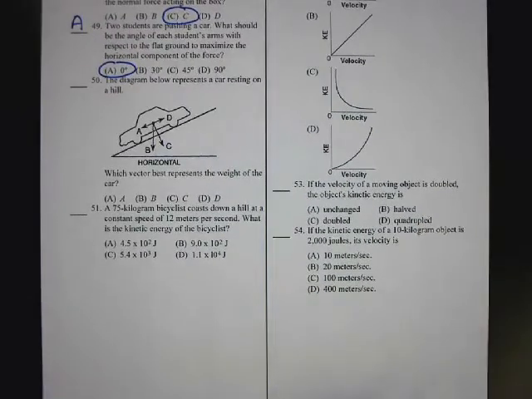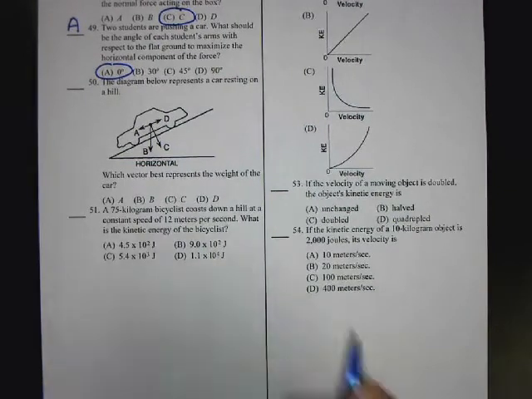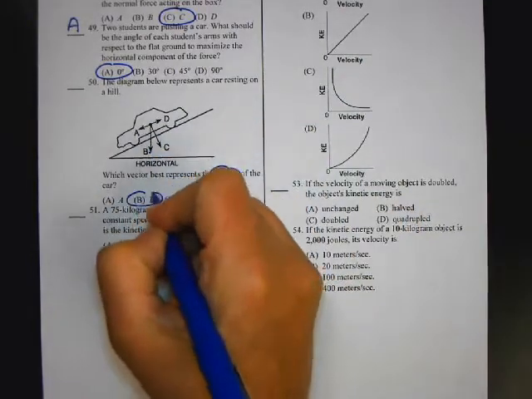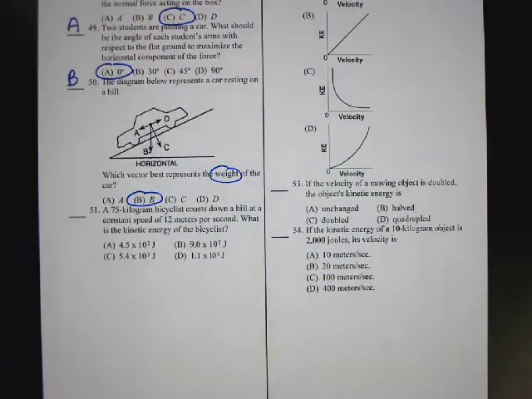All right, 50. The diagram below represents a car resting on a hill. Which vector represents the weight? So we don't know, the weight always acts straight down. So that's B.